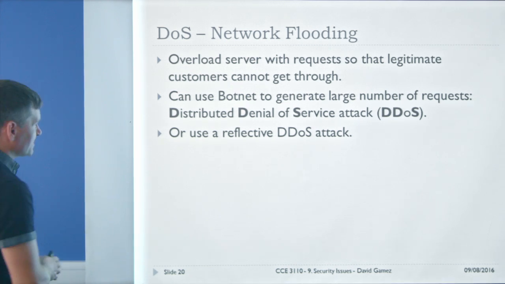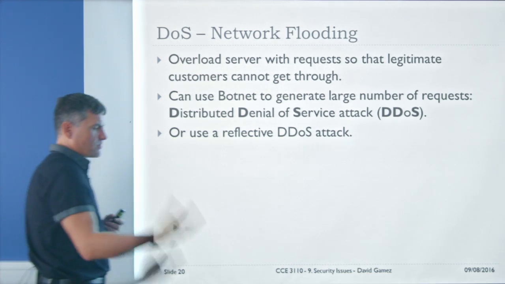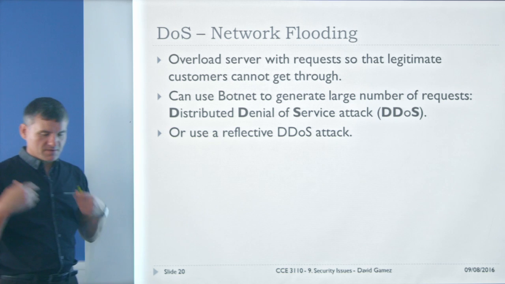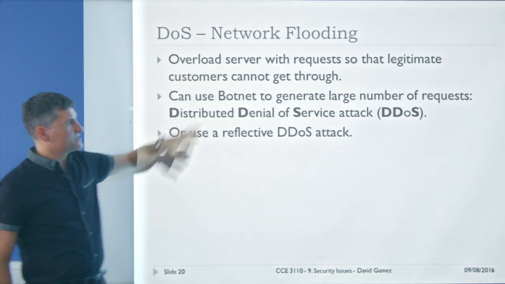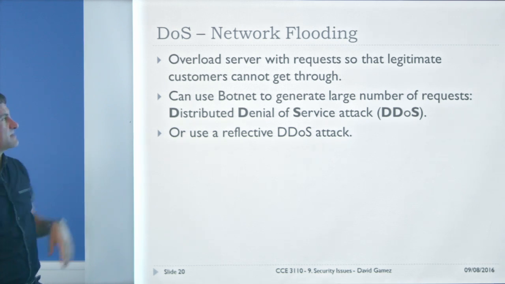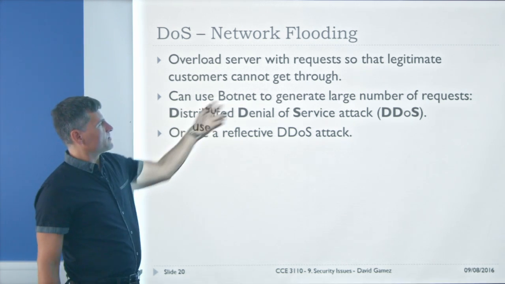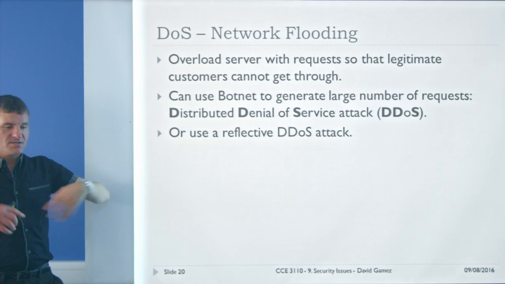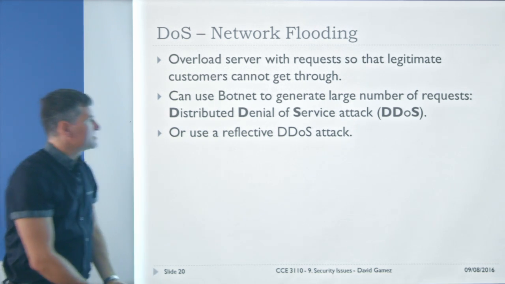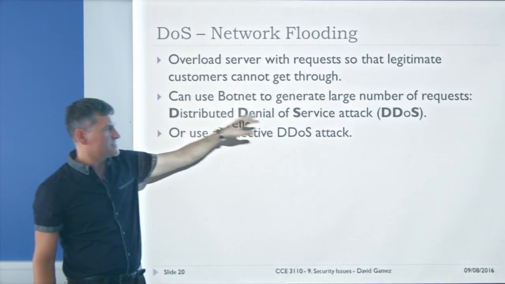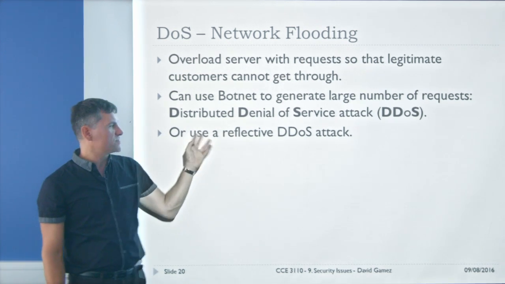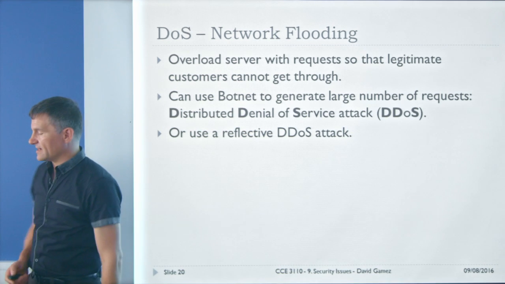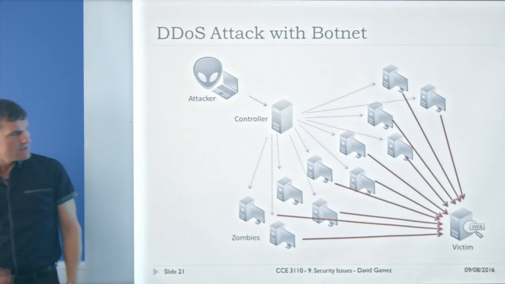This is much more common. The idea is you want to stop a website from being operational, you want to stop anyone else from accessing it. So what you do is you overload the server with requests so that legitimate customers can't get through. A typical way of doing this is to use what's called a botnet to generate a huge number of requests to the website, and that's called a distributed denial of service attack. And an even more sophisticated, slightly more complicated version is what's called a reflective denial of service attack. I'll try to explain both very briefly.